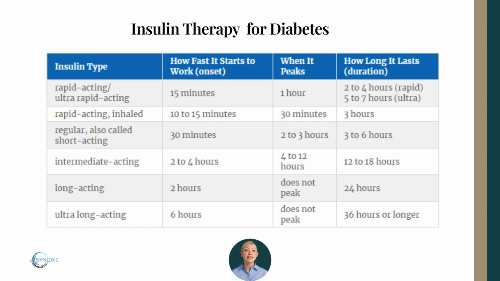For instance, intermediate-acting insulin lasts approximately 12 to 18 hours. Long-acting insulin works up to 24 hours, and ultra-long-acting insulin can last 36 hours or more. Examples include Glargine, Lantus, Basaglar, Detemir, Levemir, Degludec, Tresiba, and NPH, Humulin N, Novolin N.